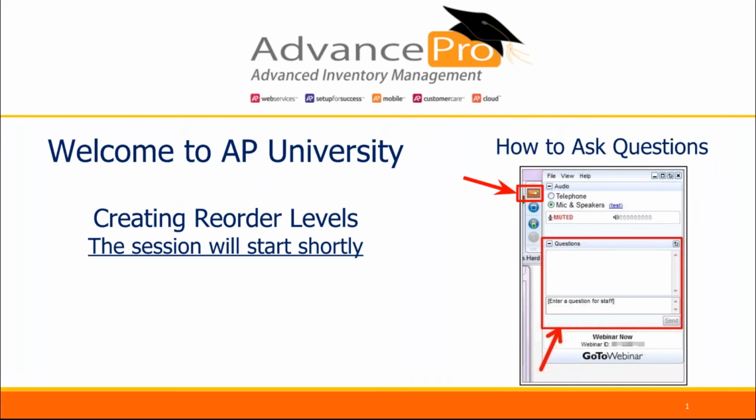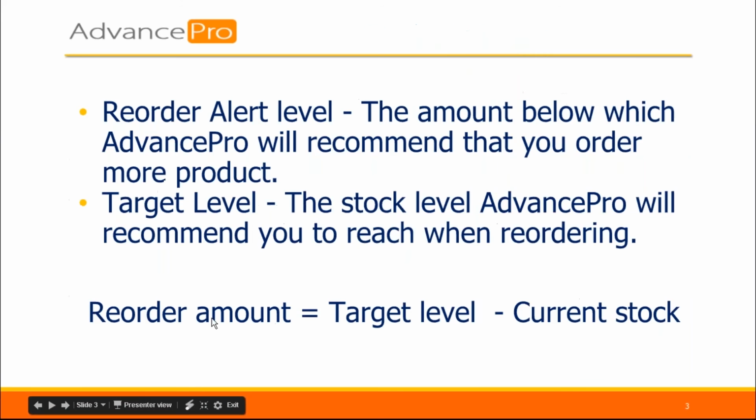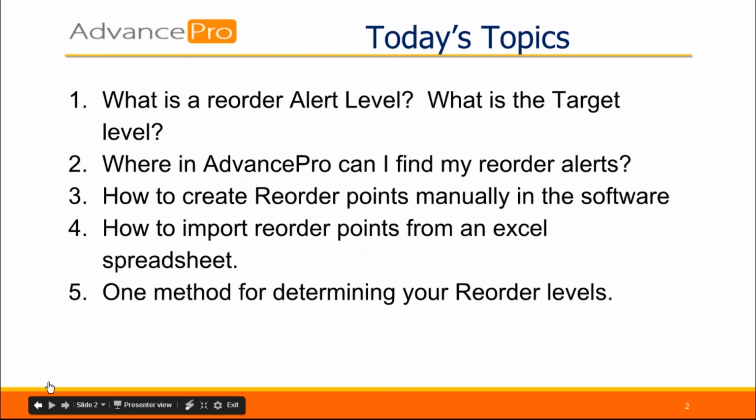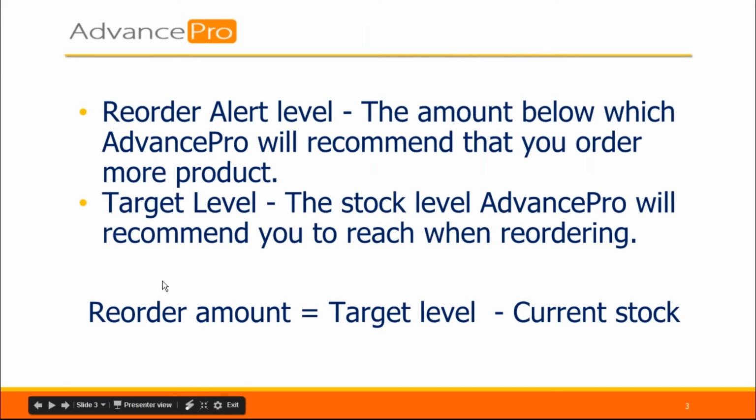Today we're going to be focusing on reorder levels. Specifically, we will be looking at what a reorder alert level is, what the target levels are, where in AdvancePro we can find our reorder alerts and what we're low on, how to create reorder points manually in the software, how to import them from an Excel spreadsheet, and one method for determining your reorder levels.